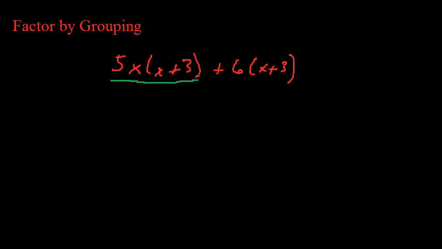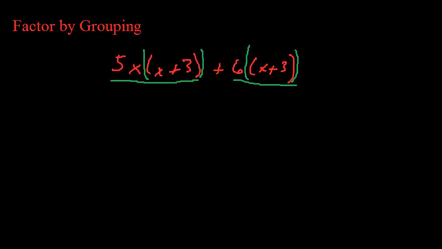Next we'll take a look at how to factor by grouping. Say I have 5x times x plus 3 plus 6 times x plus 3. The central idea to factoring by grouping is to recognize this binomial, x plus 3, as a factor in these two pieces. Here we have 5x times x plus 3 and 6 times x plus 3. So x plus 3 I can think of as my common factor for these two pieces.